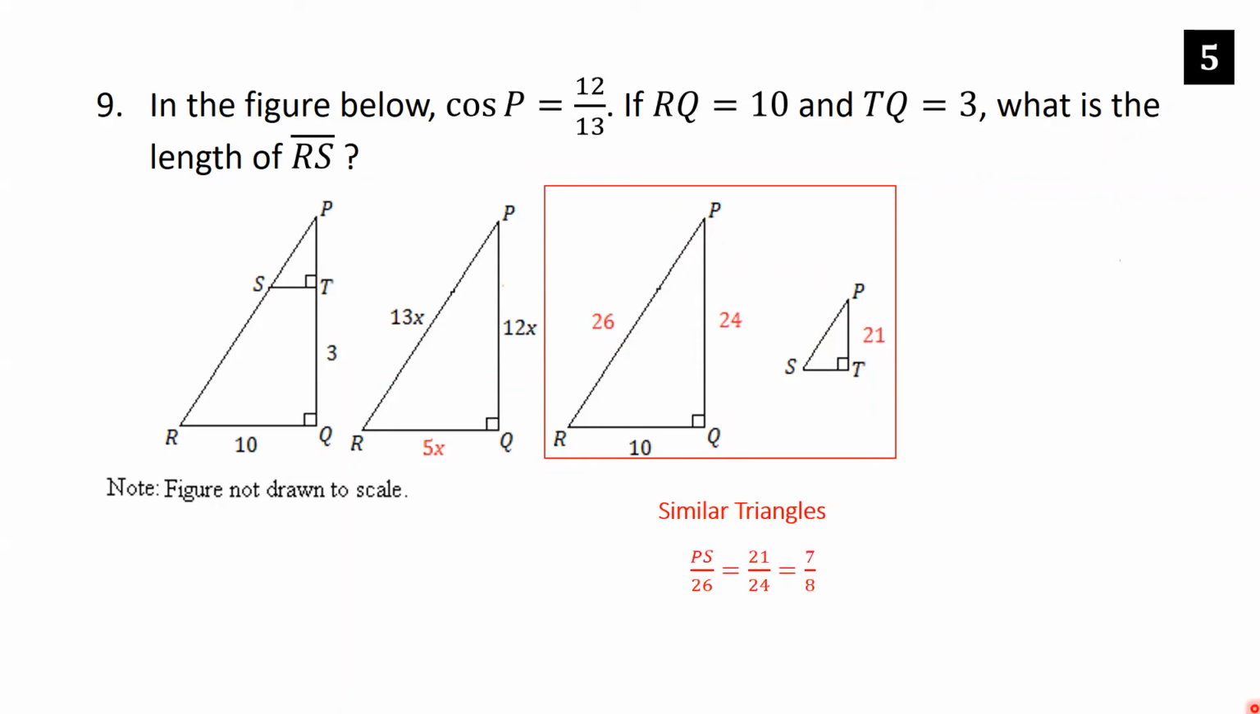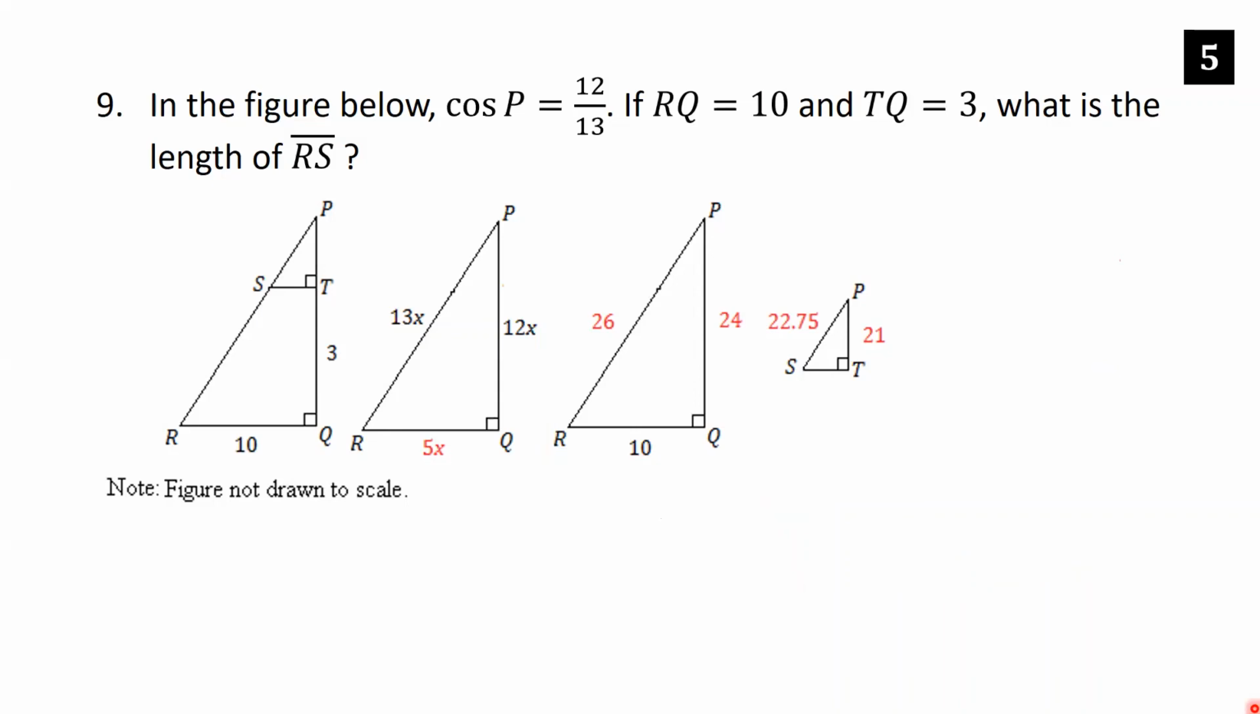Okay, reducing 21 over 24, we could factor out a 3, and we're left with 7 over 8. So multiplying by 26, we get that PS is 7/8 times 26, which comes out to 22.75. Now, if you're allowed to use a calculator, just punch it in the calculator. If you can't use the calculator, I would try to reduce the 26 with the 8 first and then do the computation. It wouldn't take too long. Okay. So we can now label PS with 22.75.